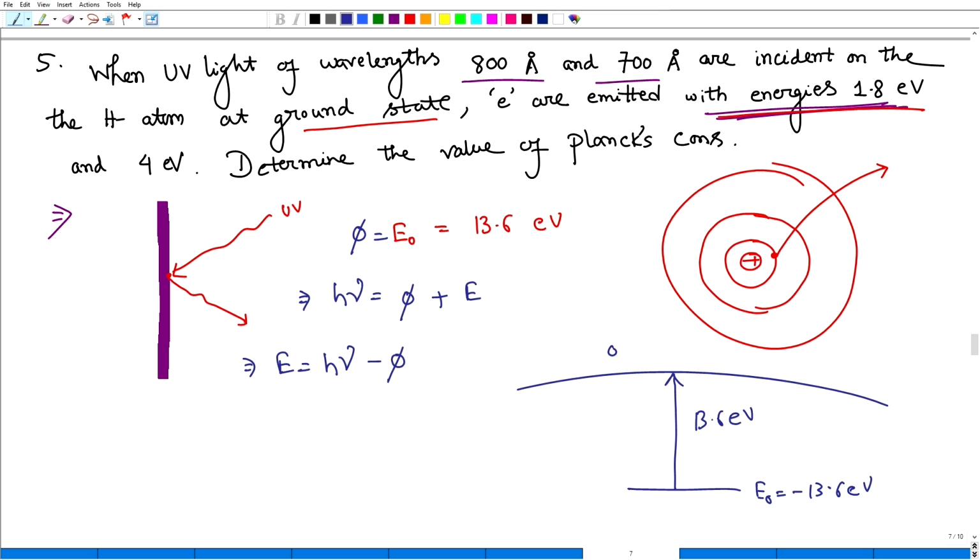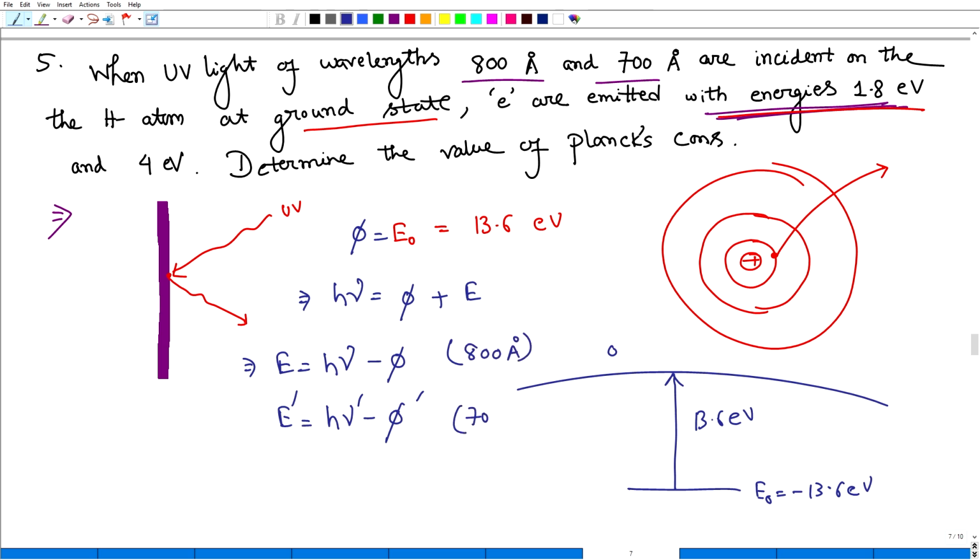Okay. So now what we have to find out is the Planck constant. We don't know this, right? So this is the first case. Again in the second case it will be the same. E prime should be h nu prime minus phi prime. This is for the 800 Armstrong case.